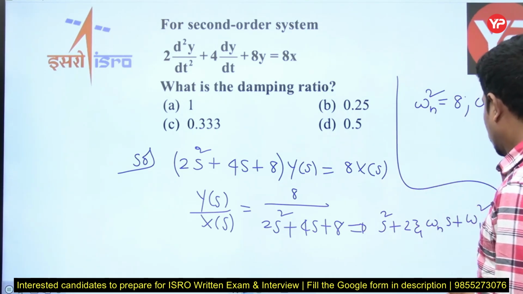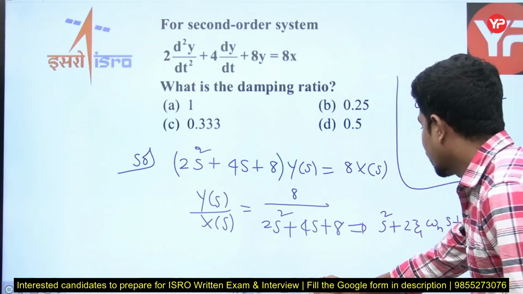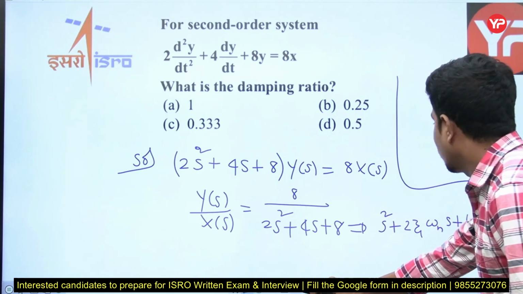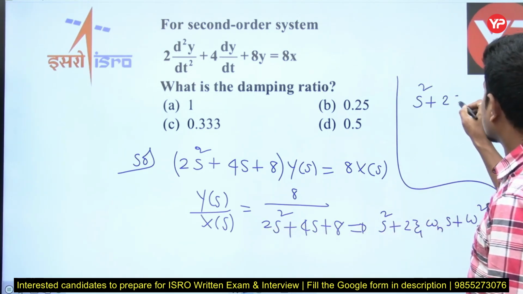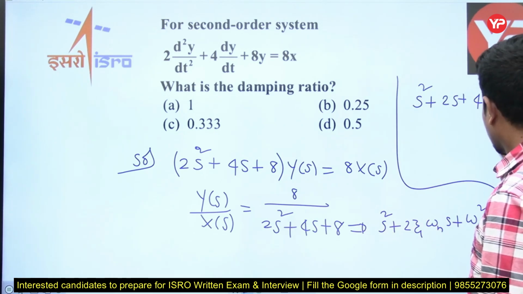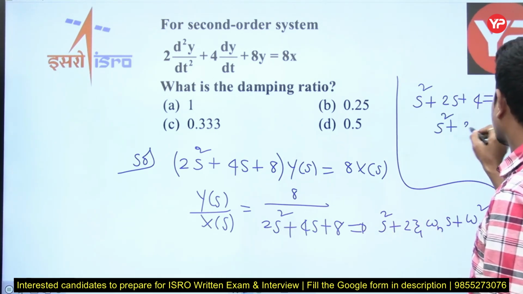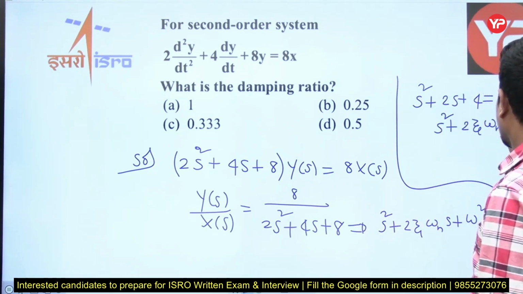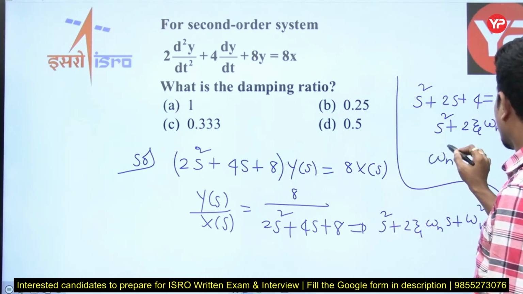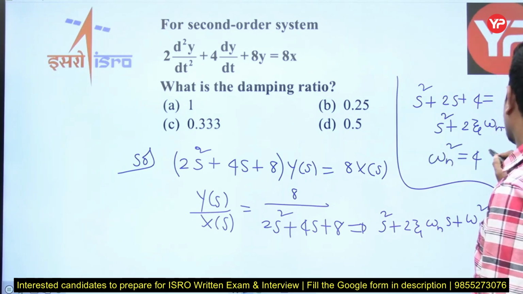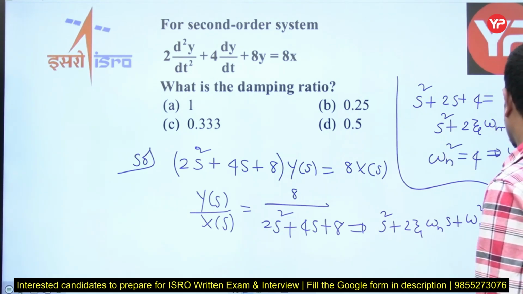No, we should not compare directly. Why, sir? It is not in the standard form. So take 2 common first of all. s square plus 2s plus 4, that is equal to s square plus 2 zeta omega n s plus omega n square. So from this one, omega n square is equal to 4. From this one, omega n is equal to 2 we got.